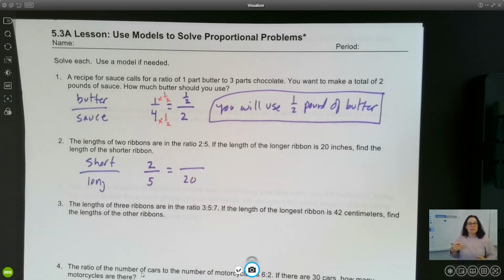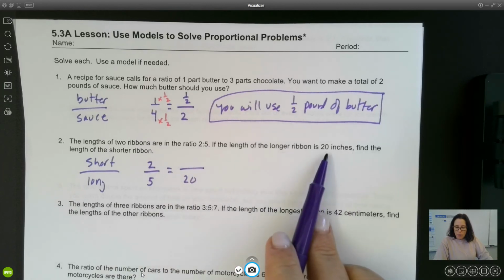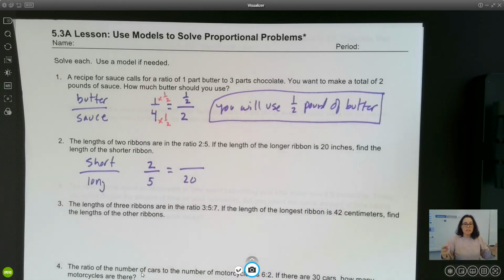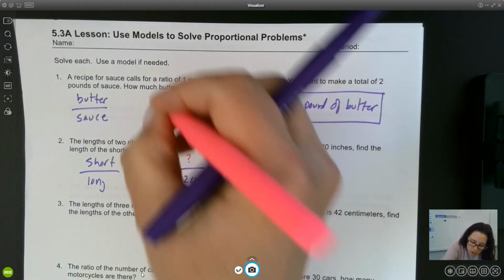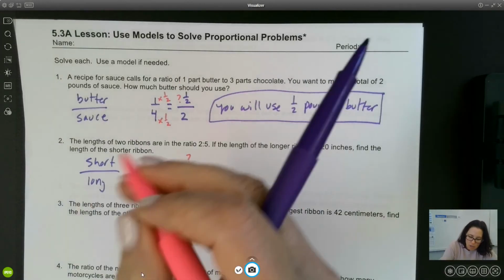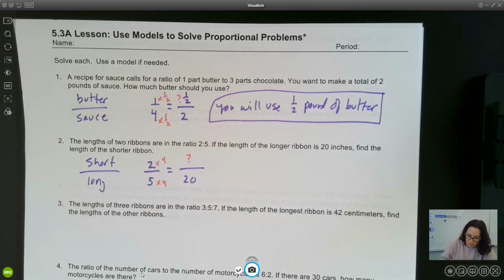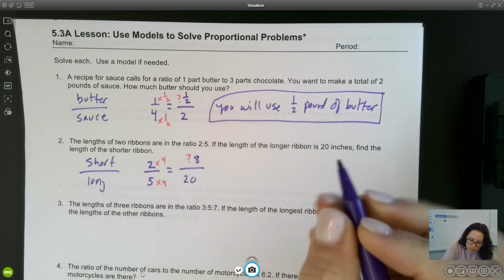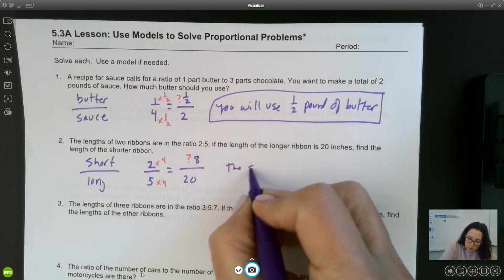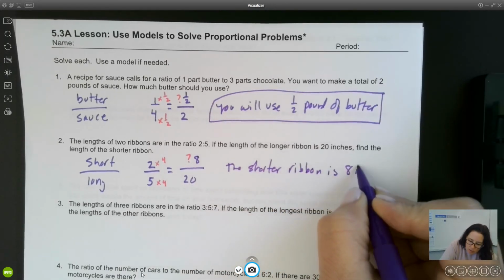Okay, notice that our parts are 2 to 5, right? But now we're in inches. So this problem is in inches. That's the unit in this problem. All right, so here's our setup. And we're trying to find out what's here, just like we found up here, what value goes in for that. All right, so this needs to get multiplied by 4, therefore this will get multiplied by 4, making an 8. Okay, so our answer, the shorter ribbon, is 8 inches.